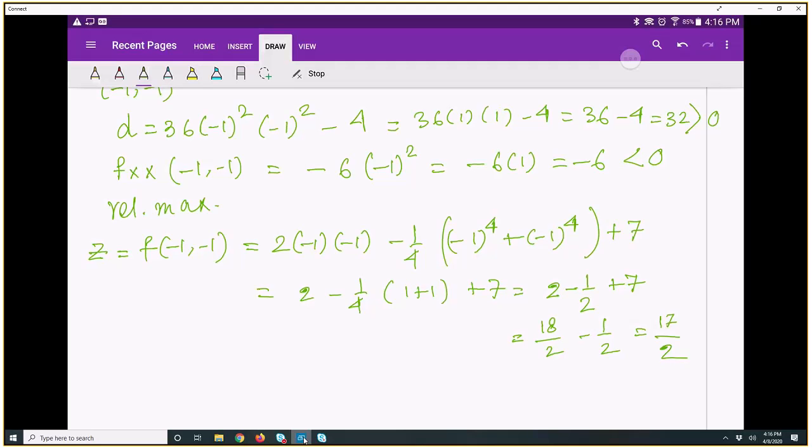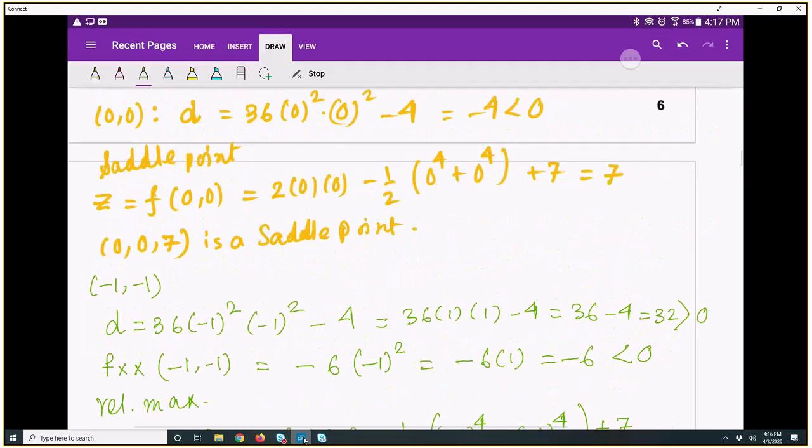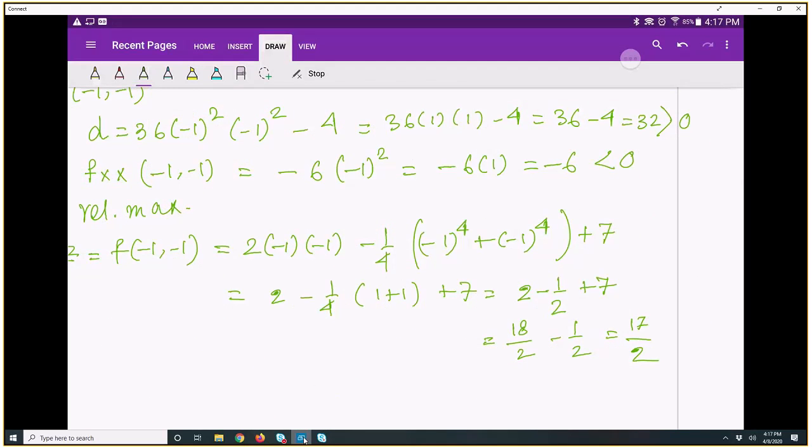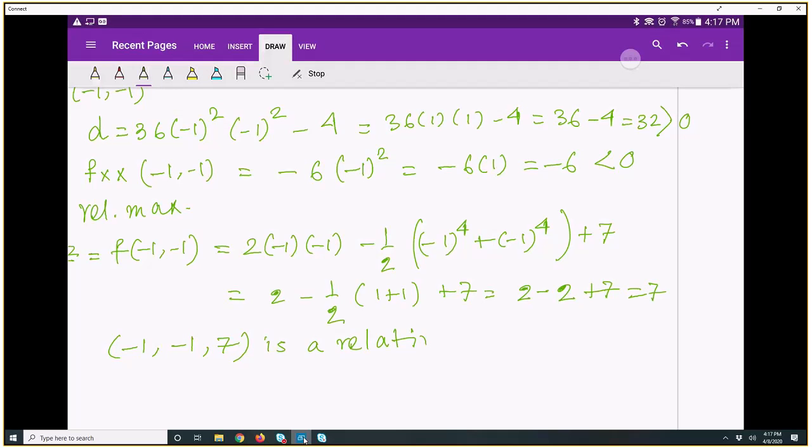In fact, I think this was 1/2. I kept writing 1/4, yes. So that should be 1/2, which changes the calculation a little bit. In fact, I think my answers are going to be better looking now, as instead of 1/2, we will have negative 2. I just miswrote that term, so I get 2 minus 2 plus 7, which is 7. So now you get to say negative 1, negative 1, 7 is a point of relative maximum.